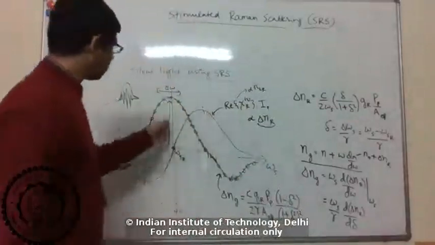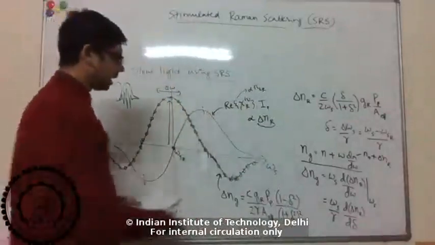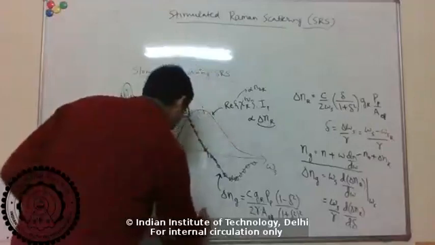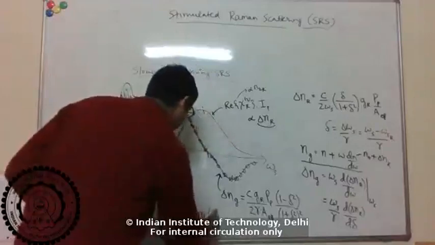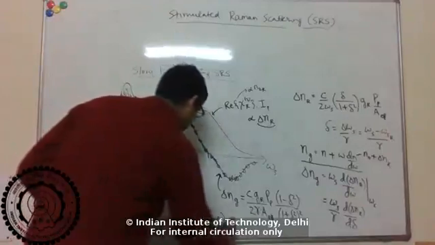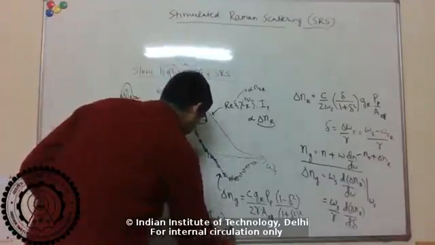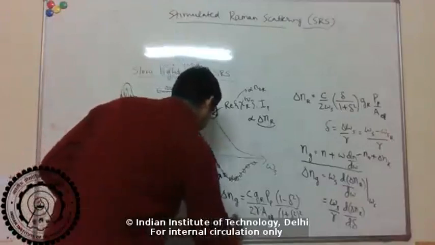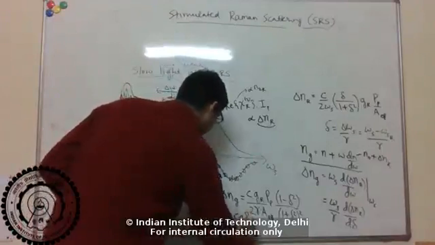So delta is the detuning. So if we are centered on the Stokes resonance, then delta is 0. So delta Ng at delta equal to 0, or at omega s equal to omega SR, you can see this is proportional to GR P2 by 2 gamma A effective.